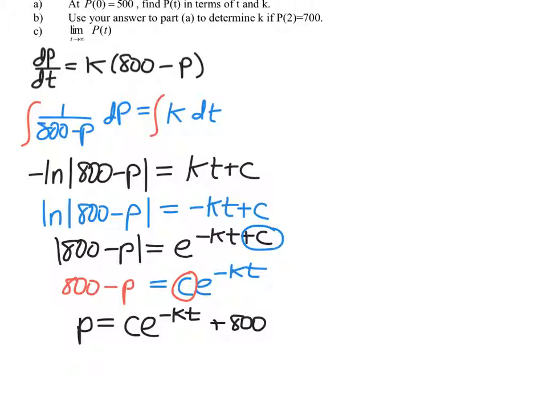I need to find not only k, but I also have to find C. So we have two constants, and I need two conditions. In part A, they give me the first condition. In part B, they give me the second one. That's great news. It also means we have to do the work, which is not so great news, but it's news. All right, so P of 0 equals 500.